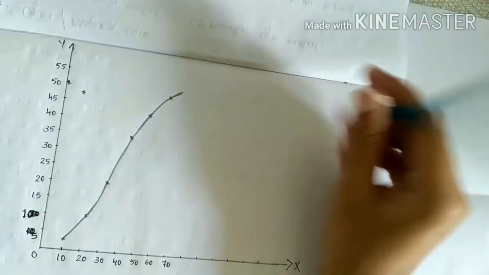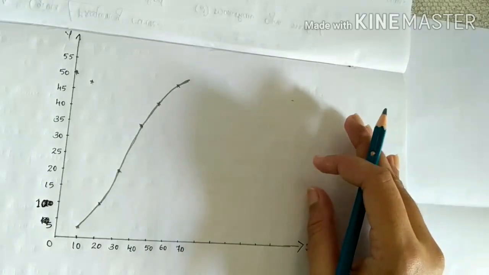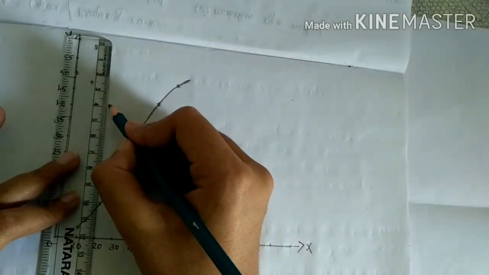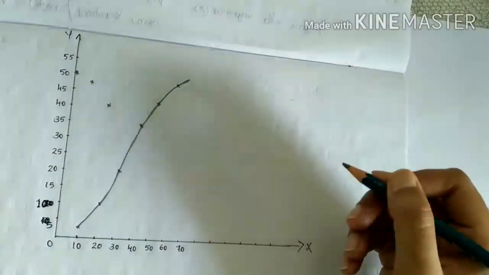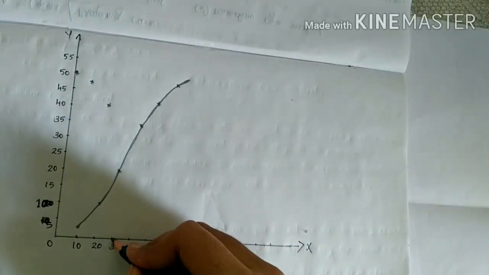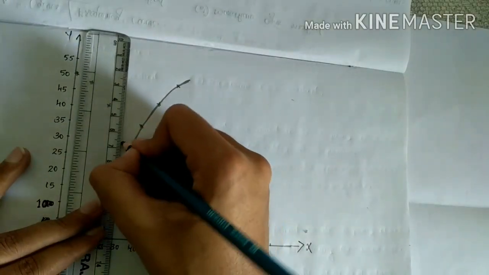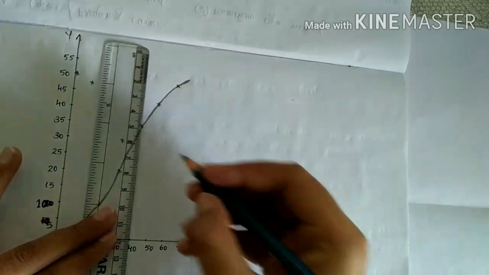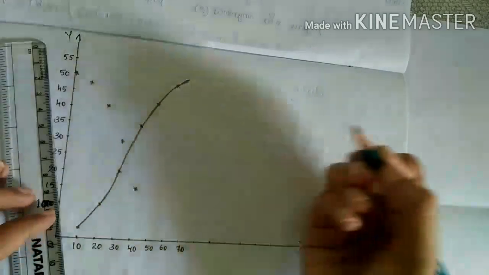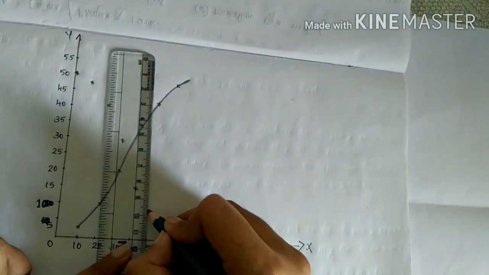And next one, more than 20. That is more than 20, the cumulative frequency is 40. This 40 can be marked in the graph. More than 20, the cumulative frequency is 40. So the 40 is almost here. The same procedure, you have to plot the whole classes. And more than 30, the cumulative frequency is 30. 30 is here. And next one, more than 40, the cumulative frequency is 15. And next one, more than 50, the cumulative frequency is 7.